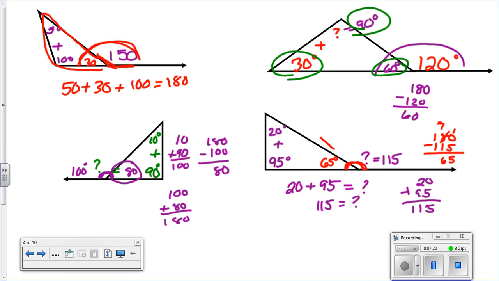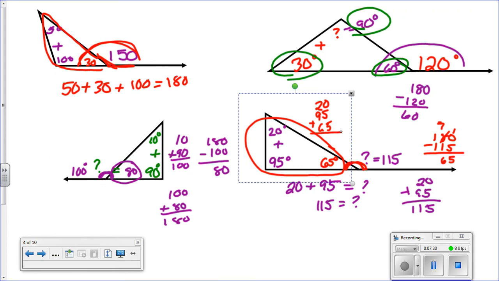Well, let's check it. All three of these should add up to 180 as well. So 20 plus 95 plus 65. 5 and 5 is 10. I'll carry the 1. That's 3, that's 12, that's 18, so that's 180. And they do. They add up to 180 degrees.